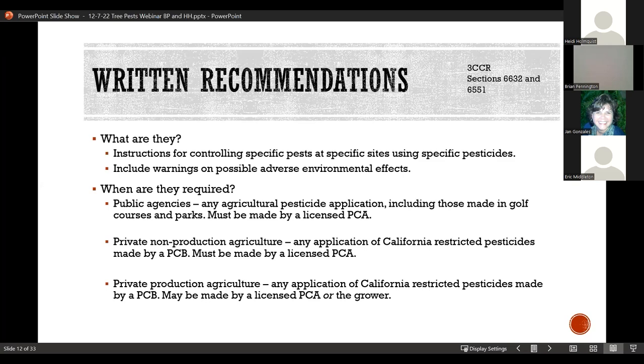Any application of a restricted material on a private non-production ag site, such as a private golf course, also requires a PCA recommendation. And when I say restricted material, I mean a California restricted material, which we're going to go over later. Applications on private production ag sites, so like nurseries, farms, those require a recommendation written by either the owner of the property or by a licensed PCA.